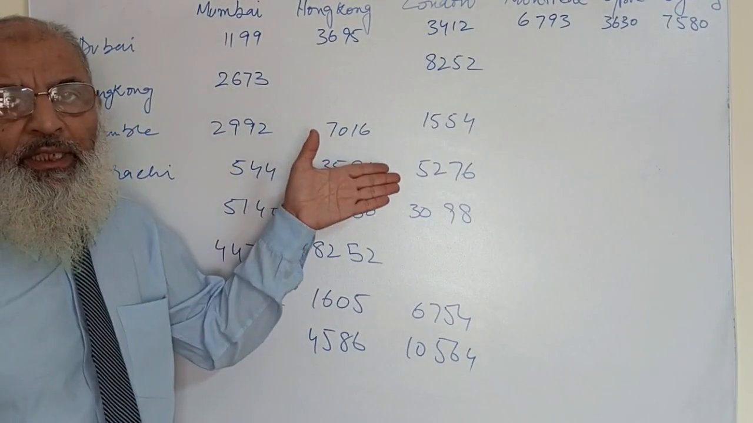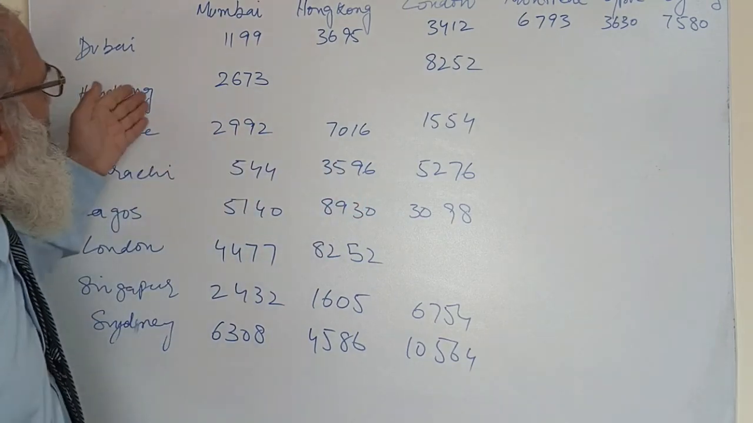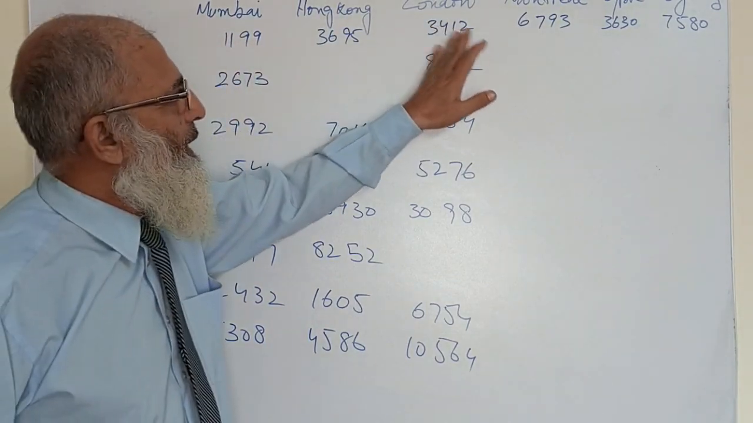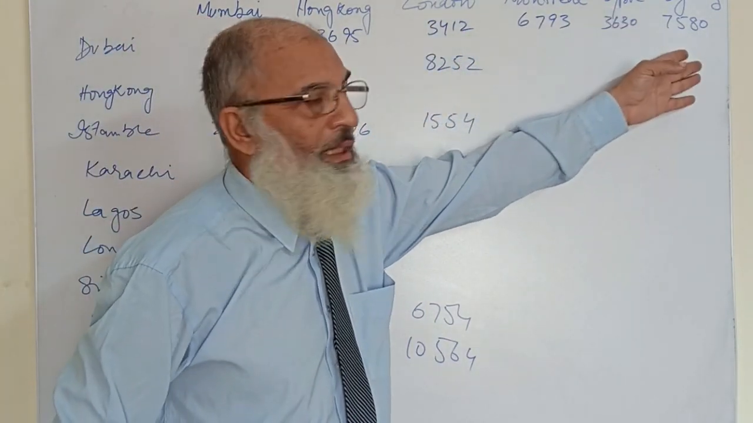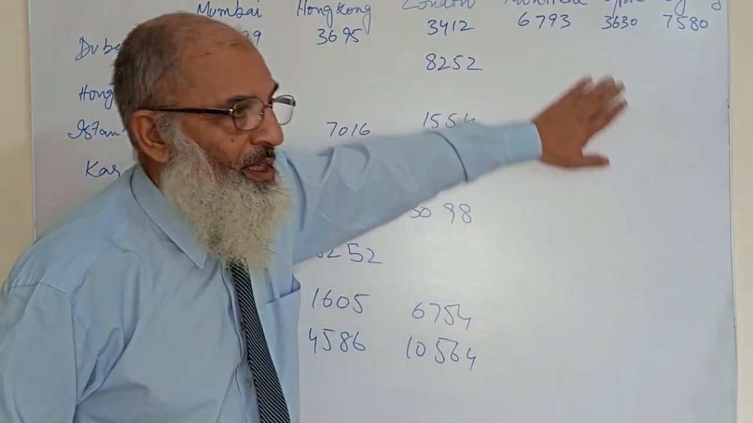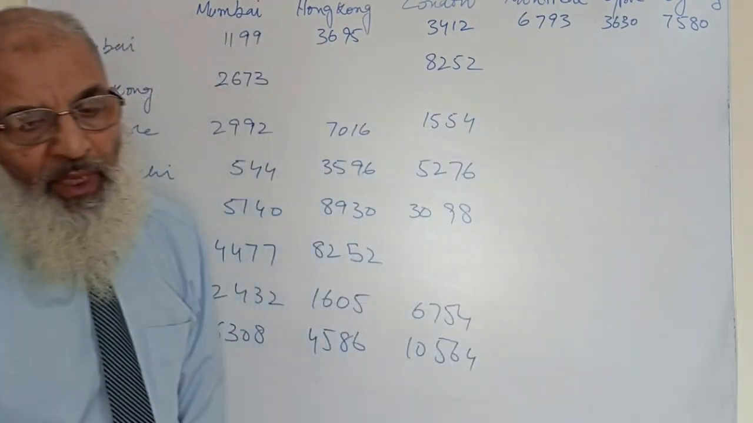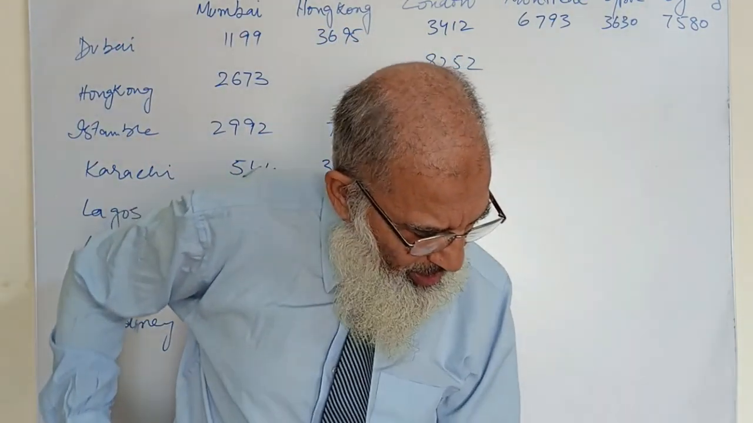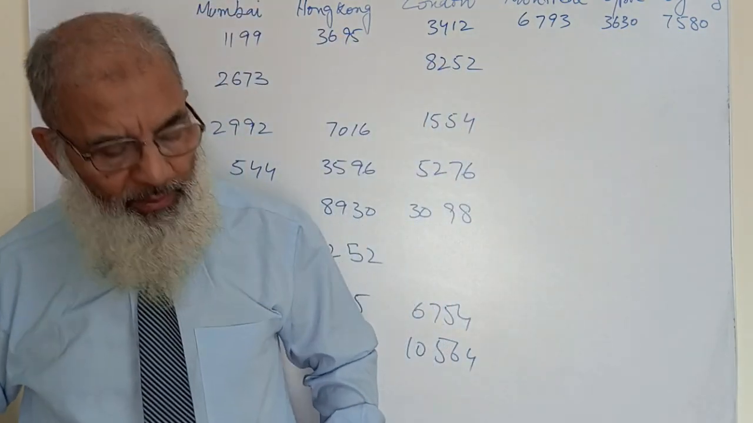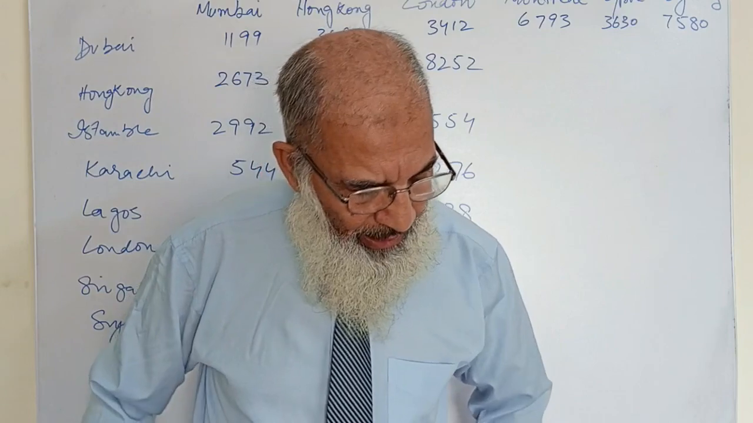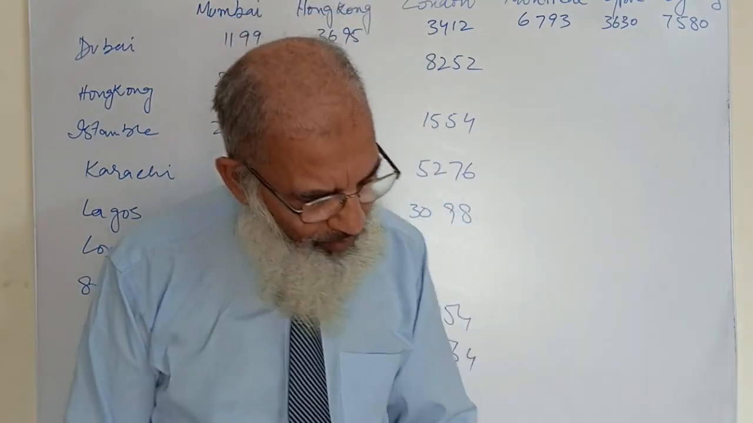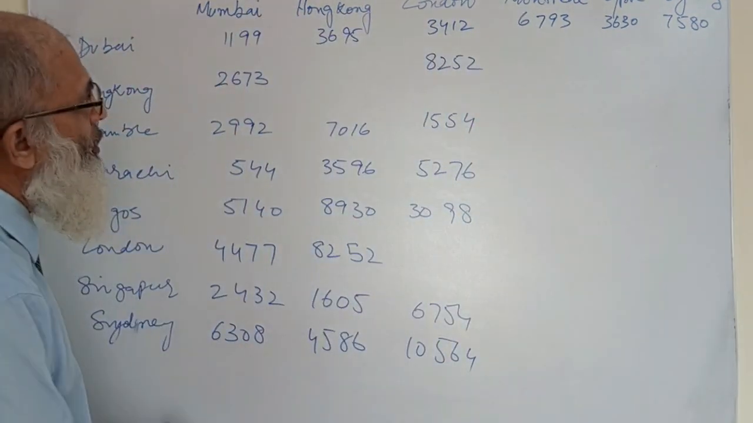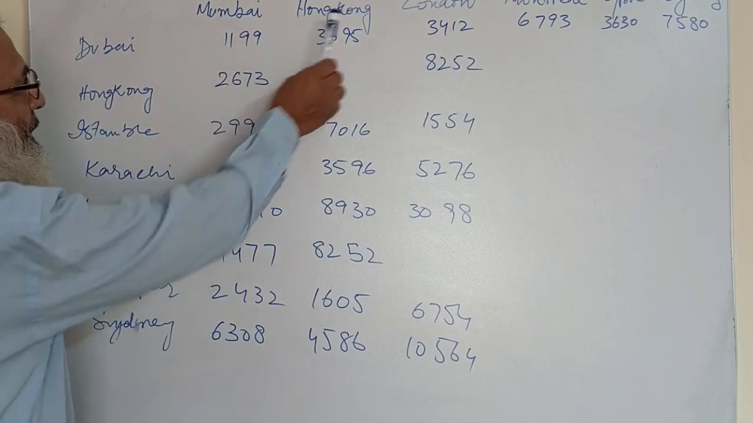So dear students, I have written some air distances from Dubai to Mumbai, Dubai to Hong Kong, to London, to Montreal, Singapore and Sydney. There are also some mileages written over here, which I have not written because there's a long list on page number 86 of this book, and the questions are asked. Find the flying distance from Hong Kong to Dubai. Now this is Dubai and this is Hong Kong.